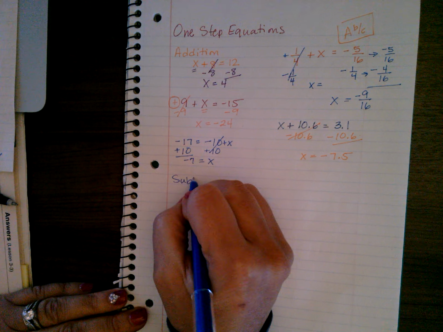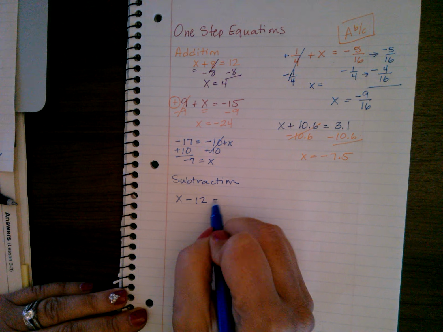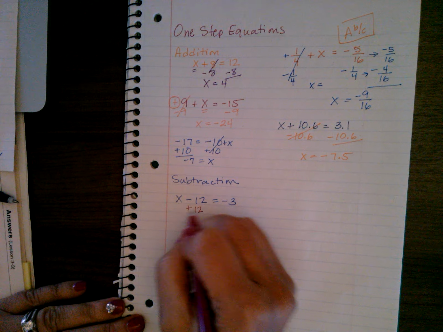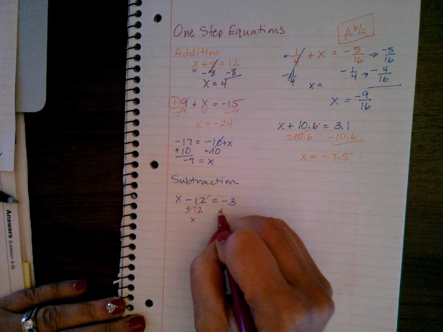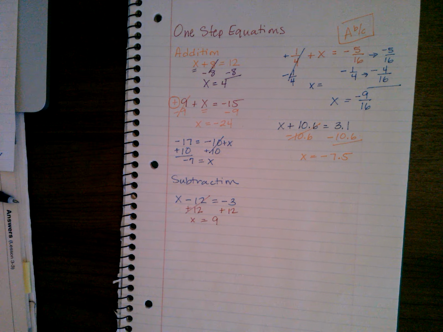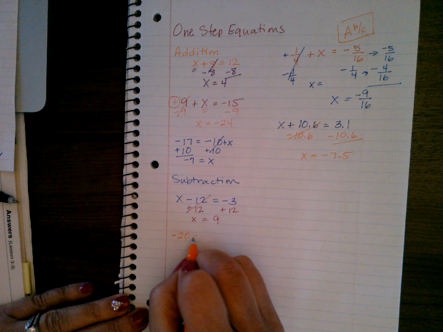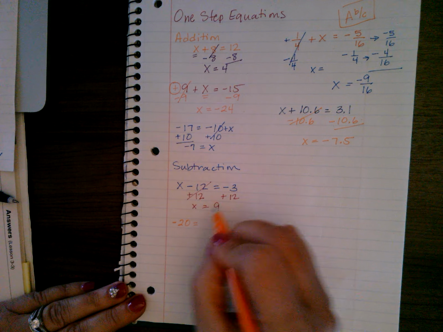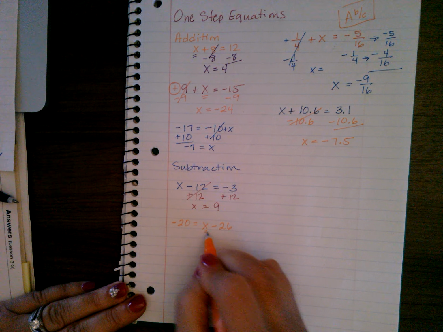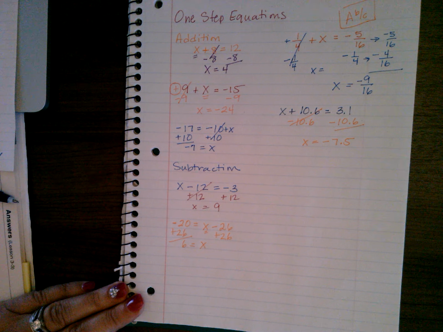Now we're going to move on to subtraction problems. If I have x minus 12 equals negative 3, I still want to isolate the variable, so I will have to add 12. Negative 3 and positive 12 give me a positive 9. If, again, they give you the solution first, negative 20 equals x minus 26, I need to isolate this variable, so I will add 26 to both sides, and I would end at 6.